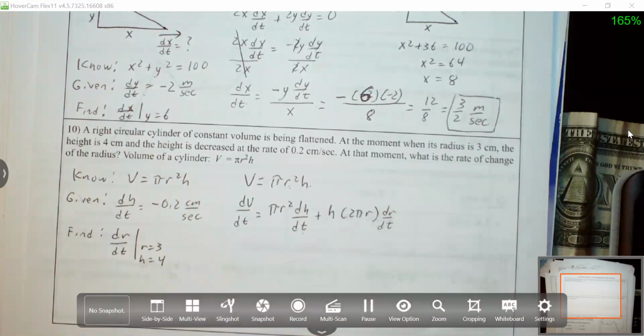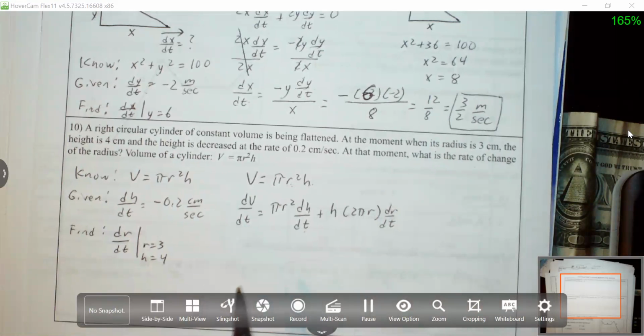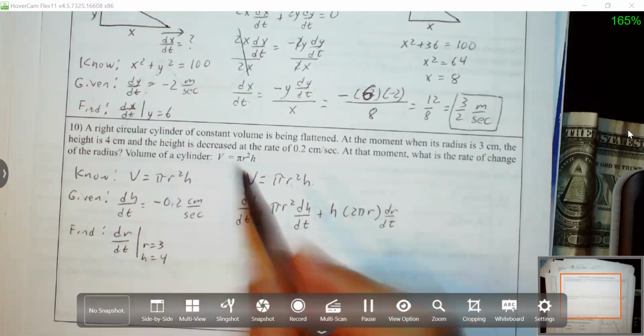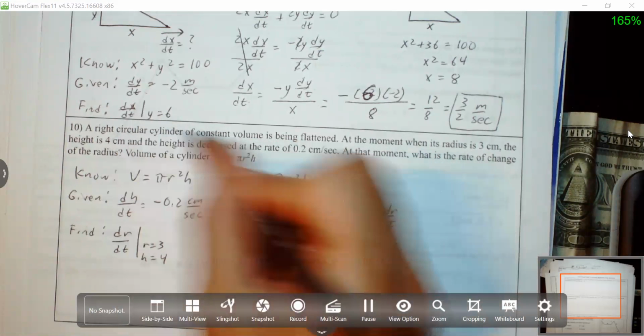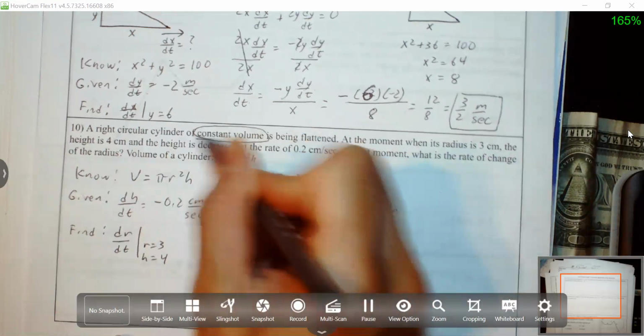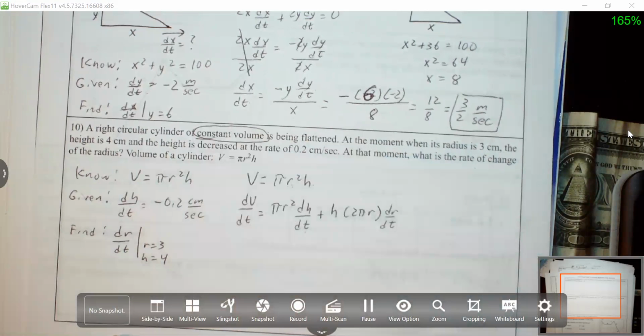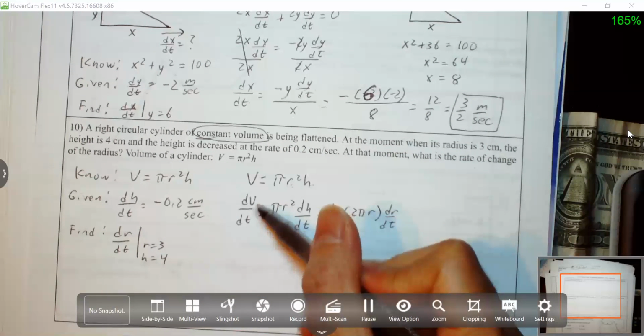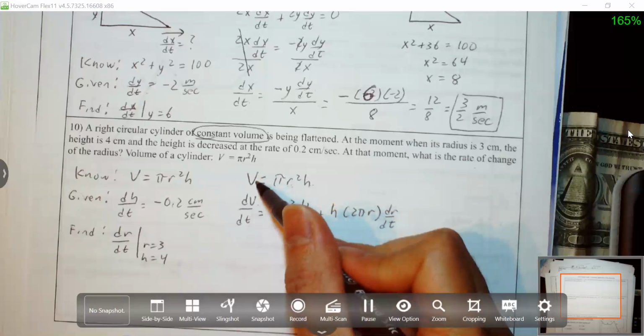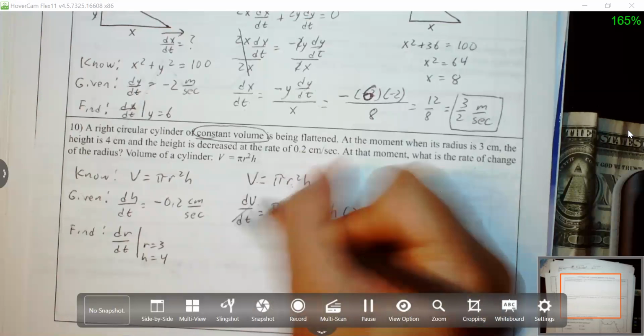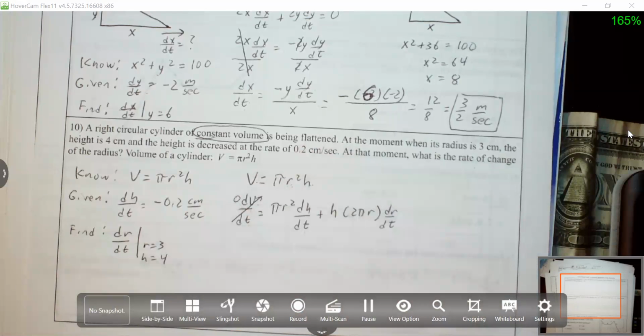Okay, now there are a couple of things that we can do with this equation. If you actually look back at the question, it says the circular cylinder has constant volume. So that means the volume is not changing. So that means V is a constant now, and so the derivative of a constant is 0. Okay. So because the volume is constant, there is no change in volume. So that's why dV/dt is 0.